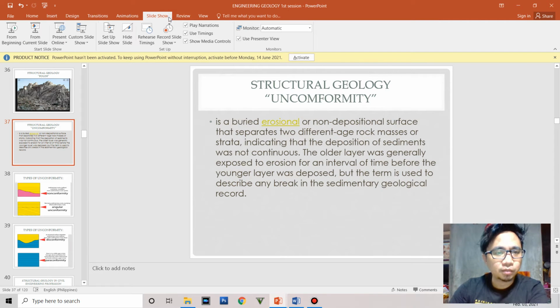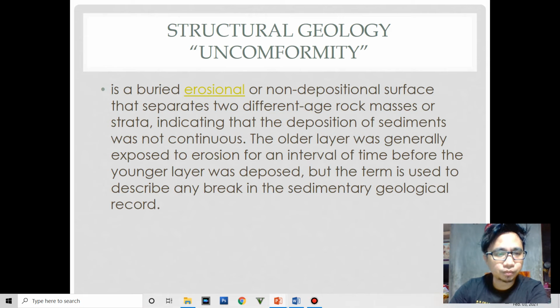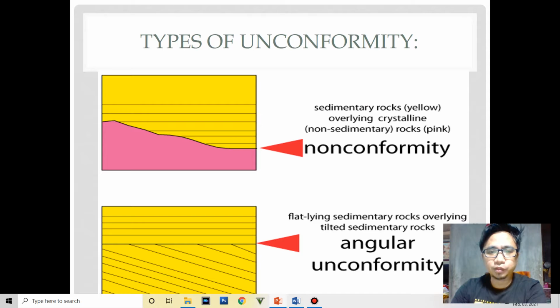We can see here, perhaps we can have the slideshow. The types of unconformity: first we have nonconformity. On the simple diagram, we have the pink and yellow. The pink represents the crystalline rocks, so it is a solid one, with sedimentary rocks on top. When we say sedimentary rocks, those are finer rock, or smaller pieces of rock turned into sediments, and those rocks are prone to movement. That is why we can see a solid boundary on the bottom portion of the diagram.